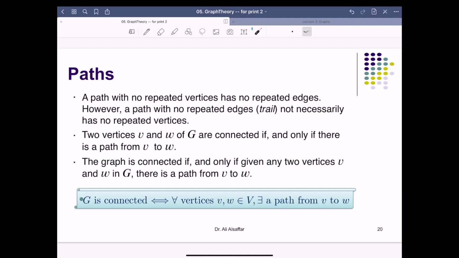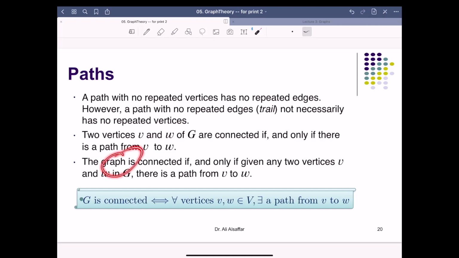Now we will talk about connectivity. We have to make a difference between adjacent and connected. When two vertices have an edge between them, they are connected. At the same time, they are adjacent. But what is exactly the definition for connectivity between two vertices? Two vertices V and W are connected if and only if there is a path between them. So it's not necessarily that they are adjacent.